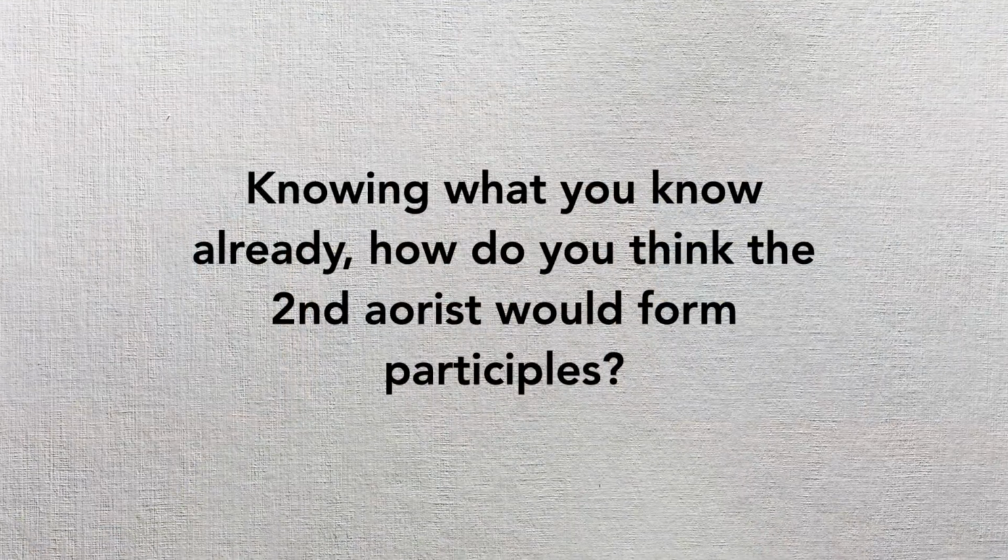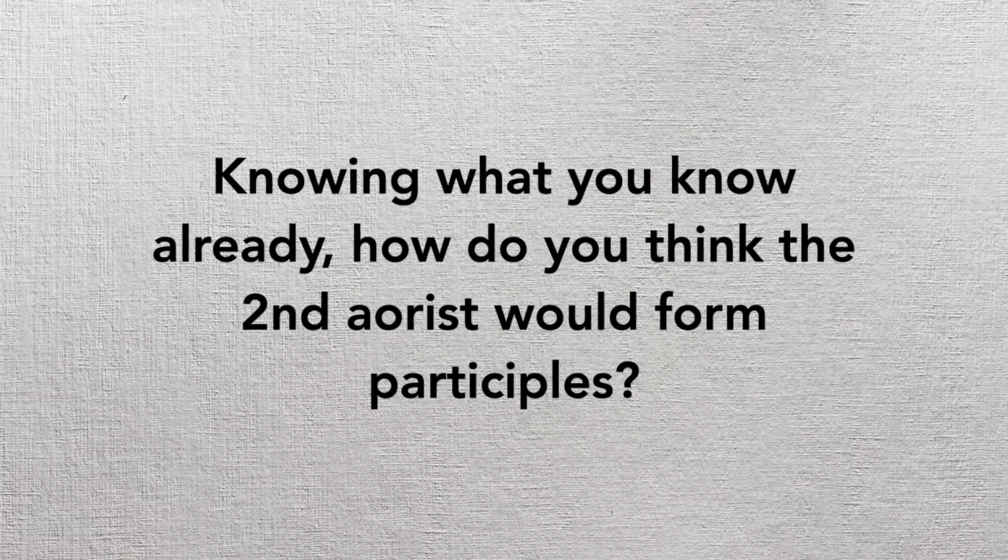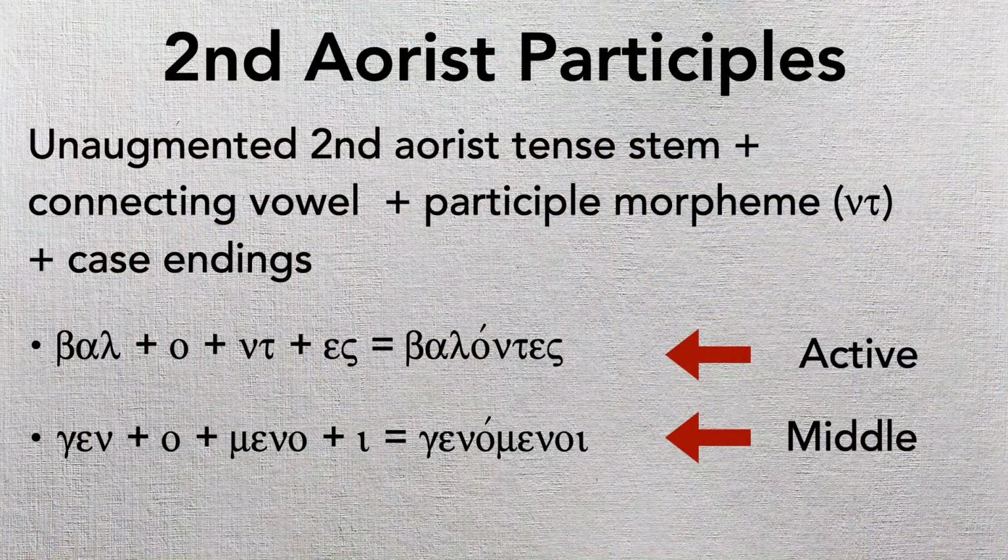But let me ask you this. Knowing what you know already, how do you think the second aorist would form participles? Yeah, it's just going to start with that unaugmented second aorist tense stem, which is that changed stem, right? It's different. That's how we tell second aorist, is because they have that stem change going on. We're going to add a connecting vowel, we're going to add a participle morpheme, and then we're going to add our endings. So for active, that's going to be balantes, okay?